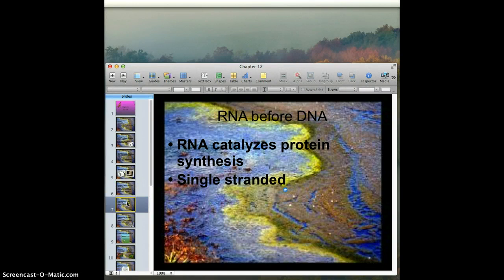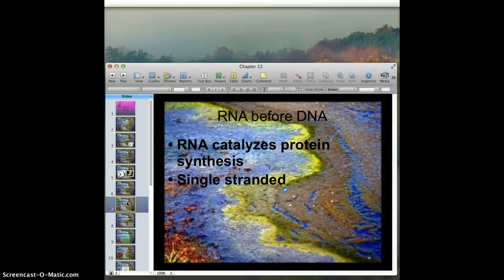Now, here's one of the things you need to know. Which came first, RNA or DNA? Probably the two most important molecules to talk about all year. RNA, they think, evolved first. Part of the geologic timescale, they can sometimes talk about an RNA world before DNA. The reason is RNA catalyzes protein synthesis. It gets it going. If you remember mRNA and transfer RNA, they're all involved in that.